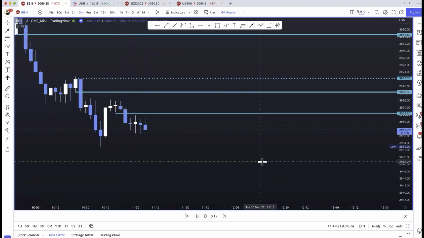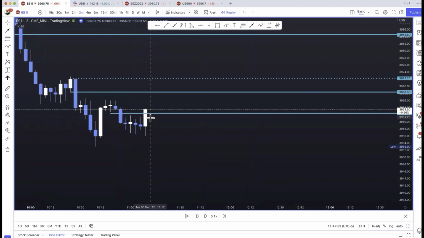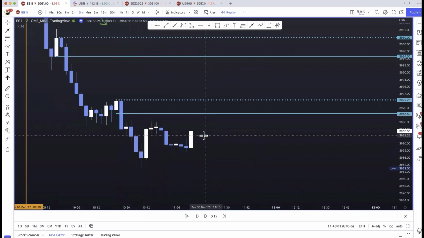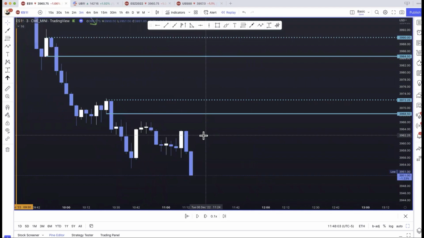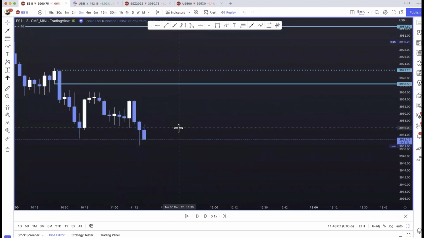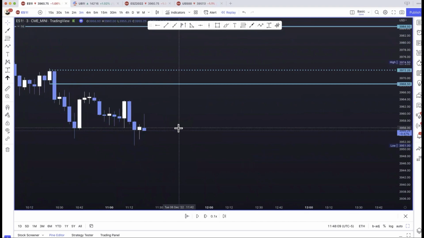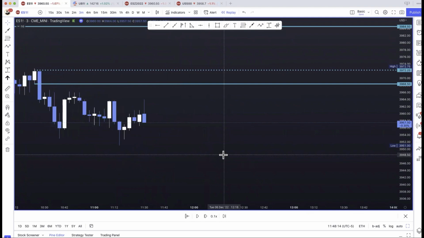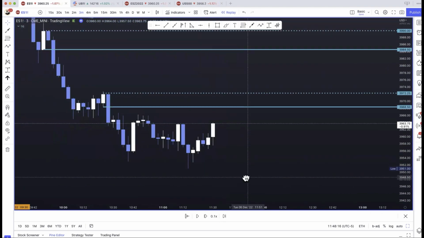I could care less what it does. And now after seeing that camp out like that, there's no way in the world I would have been in that trade. Let's continue with this until it runs out of candles, and then we'll go back and mark our levels.